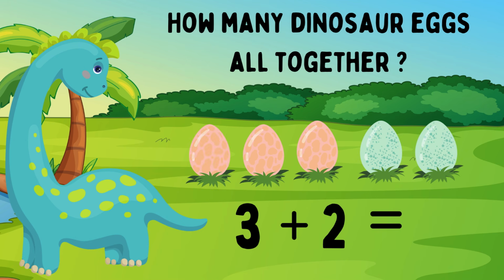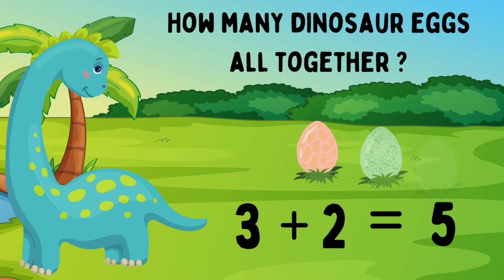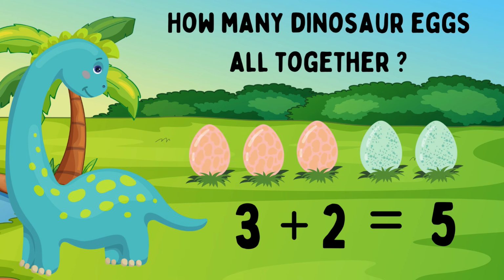Problem number 5. How many dinosaur eggs are there altogether? 3 plus 2 equals what? 3 plus 2 equals 5. Great job.